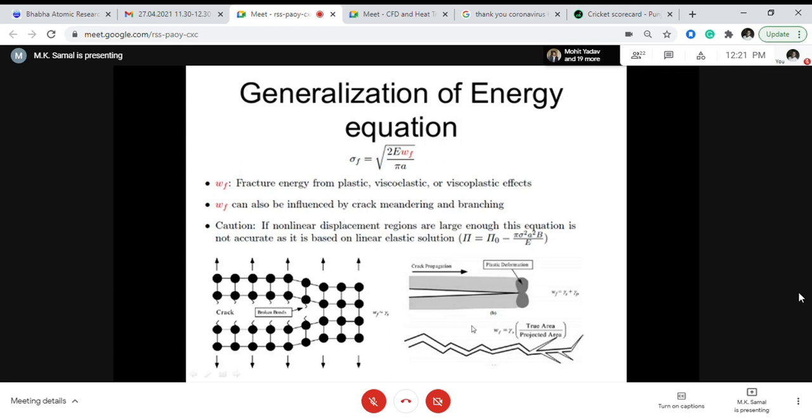So if you are able to estimate all the energy going during crack propagation, whether due to meandering, plastic deformation, or viscoelastic or viscoplastic effects, that WF you should be able to estimate. You put it here, and you will get the critical stress intensity factor.